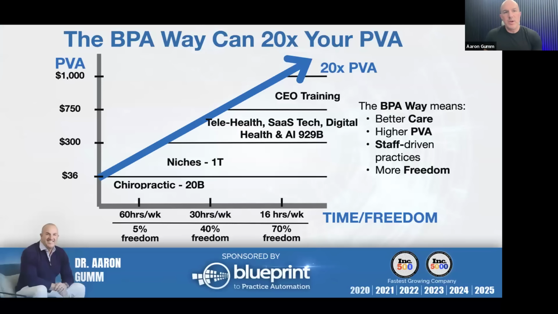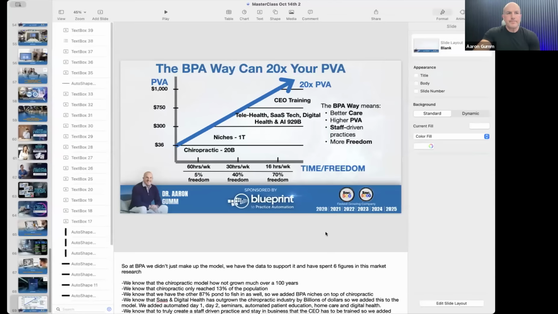You have invested into a model that's taken chiropractic, a $1 trillion niche model, and we've added an almost $1 trillion tech model: telehealth, SaaS, digital health, AI. We've taught you how to be a CEO. Once you get yourself exited out of the practice, it increases freedom and increases your patient visit average collections. That's better care, higher PVA collections, more freedom. And that's how you maximize the model of BPA. I hope I casted the vision.